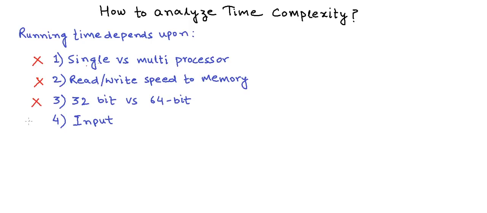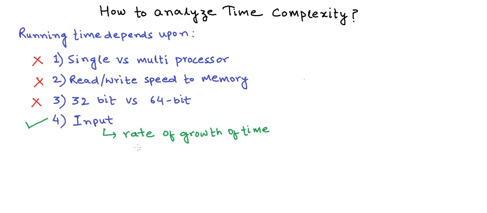Now, when we talk about time complexity analysis of an algorithm, we do not bother about all these factors. All we bother about is how our program behaves for various inputs, or how the time taken by the program grows with the input to the program. So mostly we are interested in the rate of growth of time taken with respect to the input.